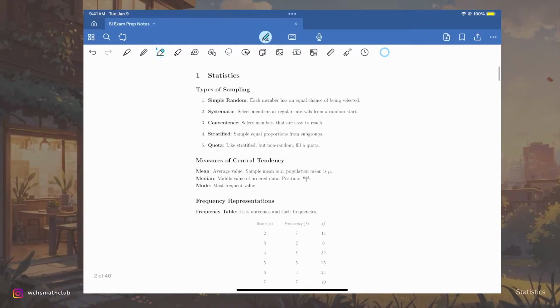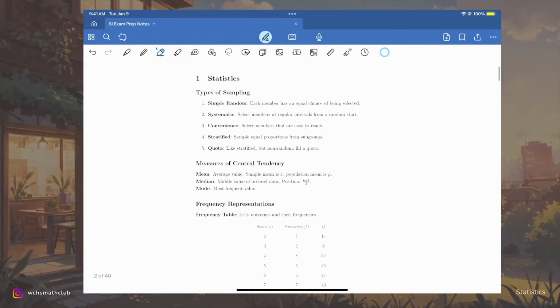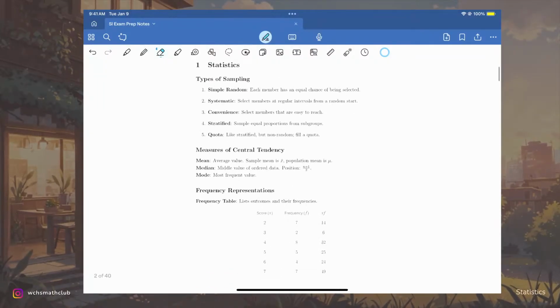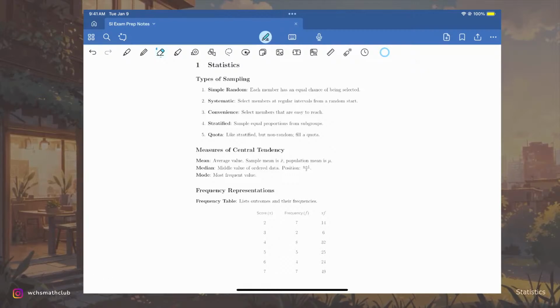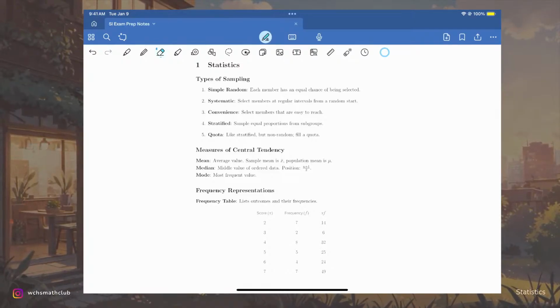Statistics, it's all about taking samples of things, doing surveys, and then trying to get data and calculating different information based on that data. So first, we'll get types of sampling. These are the 5 main types of sampling that you'll see, and what an exam will usually ask is which type of sampling is being exhibited here, or which type of sampling would be most appropriate. So simple random is the easiest. All this is, they pick a bunch of people at random to sample.